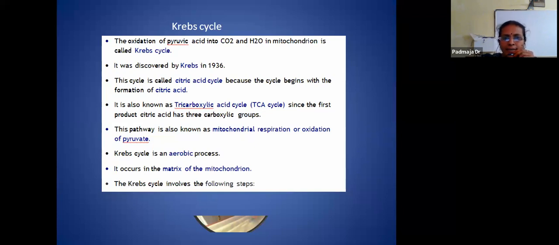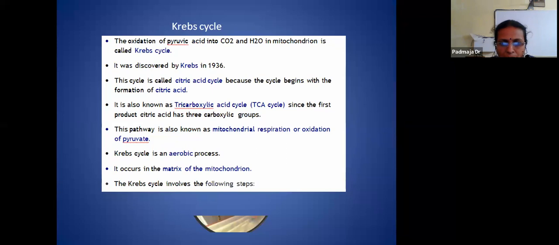In 1936, by its name, the cycle is called the Krebs cycle, and this is also called the citric acid cycle, because the first compound formed from the pyruvic acid is citric acid. And it is also known as the tricarboxylic acid cycle, that means 3 carboxylic acid groups are there, since the first product, citric acid, has 3 carboxylic groups. This pathway is also known as mitochondrial respiration or oxidation of pyruvate.